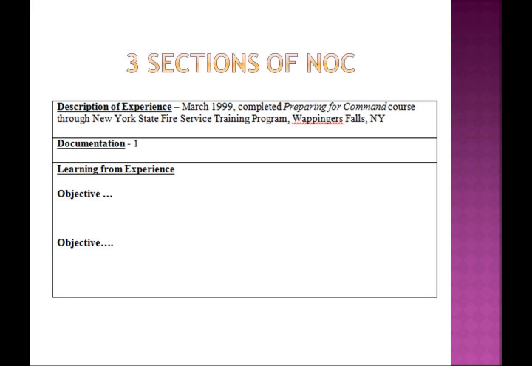As you can see on the screen, this example shows the experience, so you're simply describing it. You're giving the date that it occurred or the time range, March 1999, and what it is. This person completed the Preparing for Command course through the New York State Fire Service Training Program. So that's the what. And then where did this occur? Where was this training, or this job, or where did you travel? In this case, it's Wappingers Falls, New York.